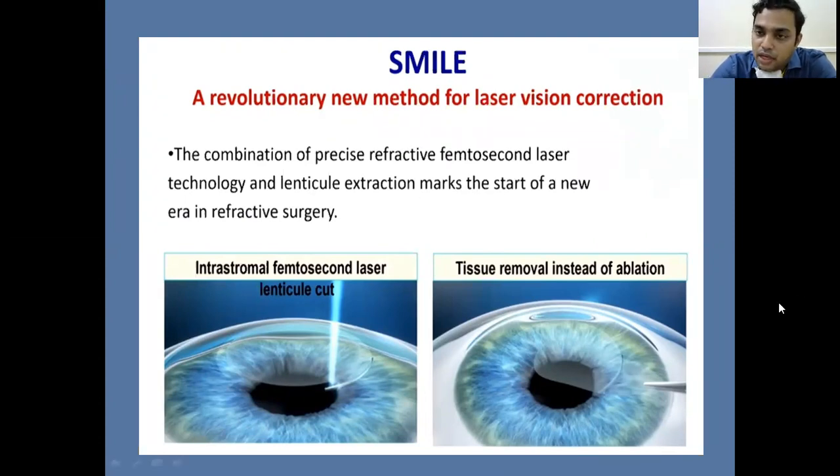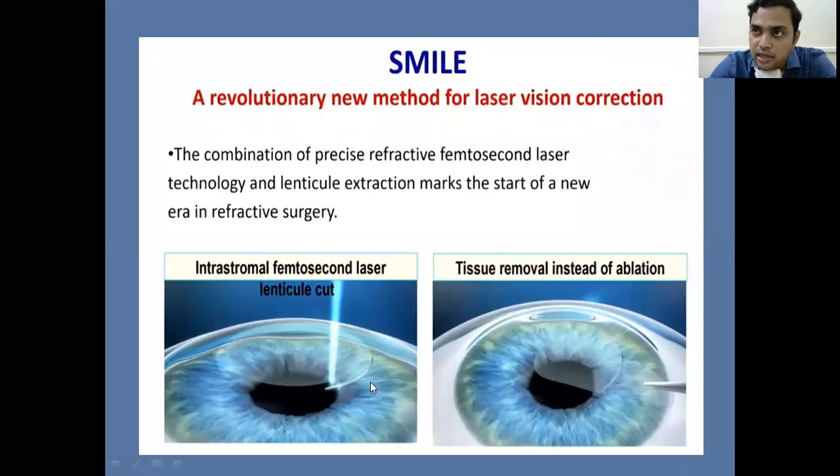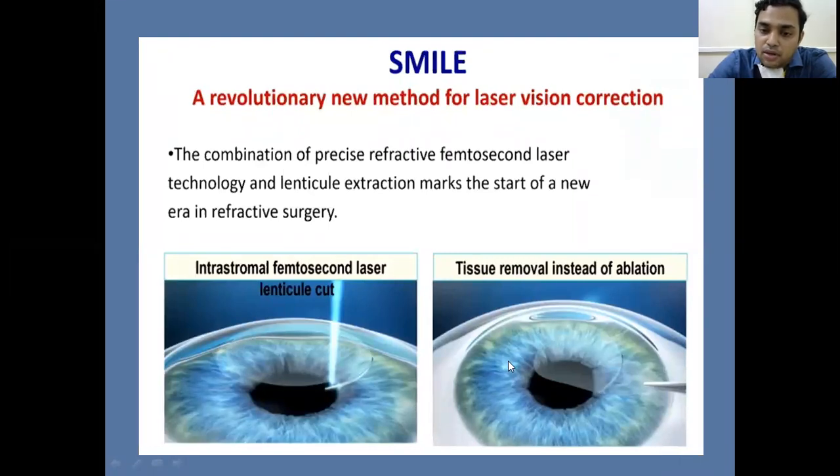With the help of only femtosecond laser, we create a small incision, and with the laser only we enter into the intrastromal part of the cornea and cut a small part of it. That small part we call a lenticule. So here, with the help of femtosecond laser only, without using any surgical instruments, we give a small incision and cut the small part of the intrastromal part of the cornea with the help of femtosecond laser only.